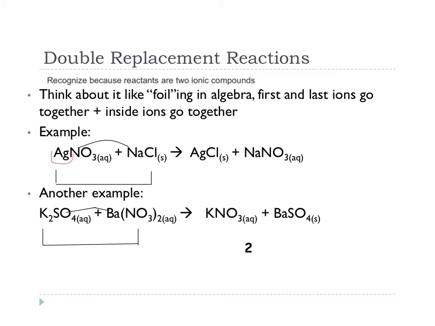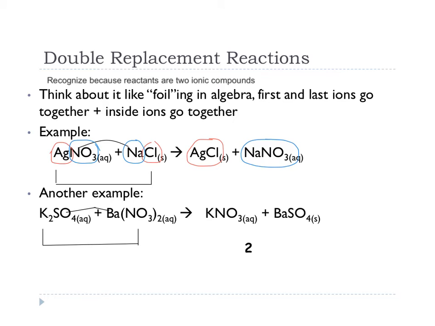The metal from one compound is going to be paired with the nonmetal from the other compound. The anion or the negative ion is going to be paired with the positive ion from the other compound. So you'll notice in the product now, the silver and the chlorine are together in silver chloride. The sodium and the nitrate are together in the sodium nitrate. You still have to make sure charges add up to 0. You still always write the metal first in the compound name and the nonmetal second.